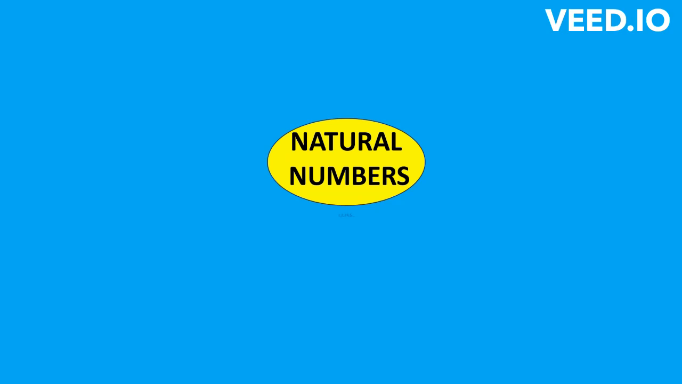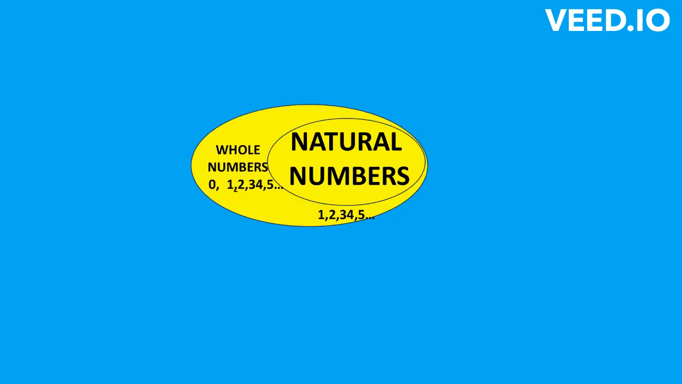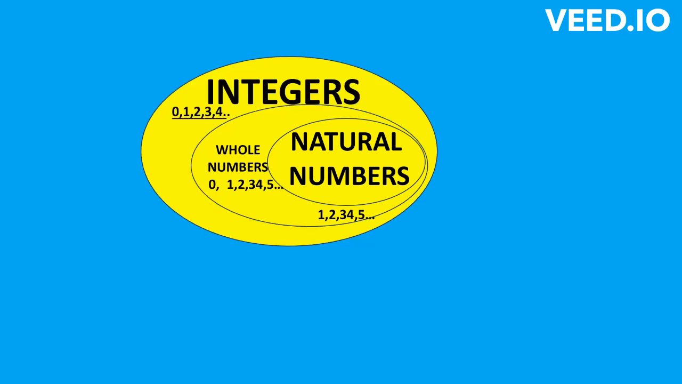We have natural numbers, which are the numbers we use for counting. We have the whole numbers, which are natural numbers, and additionally, we have zero. We have integers, which are whole numbers, and also the negative whole numbers.